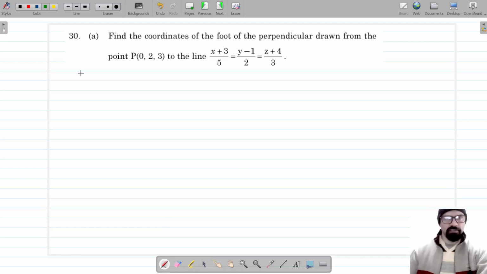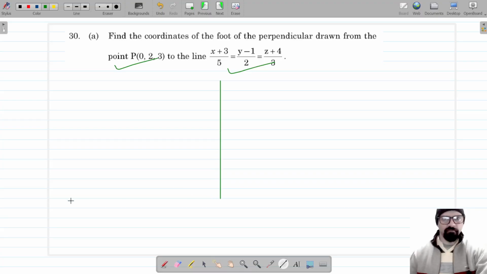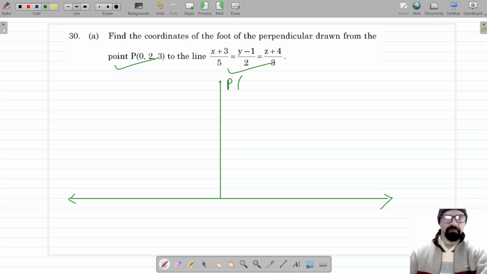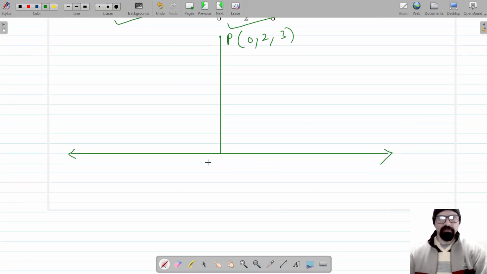Okay, for question number 30, part A, we have to find the coordinates of the foot of the perpendicular drawn from the point to this line. So let's say a perpendicular is drawn from the point P(0, 2, 3) to the given equation of the line, and let the foot of the perpendicular be M.